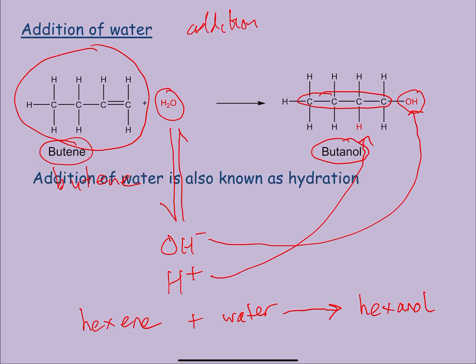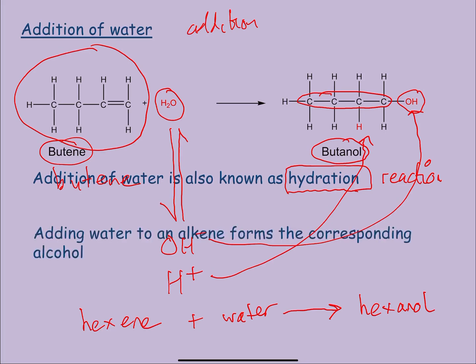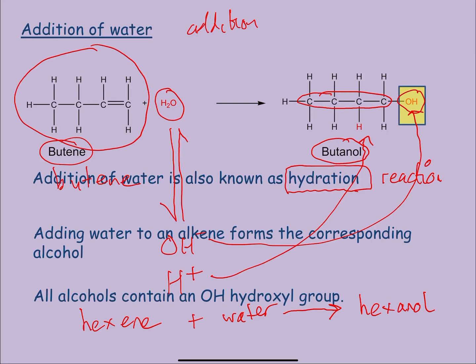And the addition of water is also known as a hydration reaction. You should all know when you drink water, you're rehydrating or hydrating yourself, so that's a hydration reaction. Adding water into something is hydration, and you can make the alcohol. And this OH group here is called a hydroxyl group. It's got a hydrogen and an oxygen. Hydroxyl group is another name for an OH group.